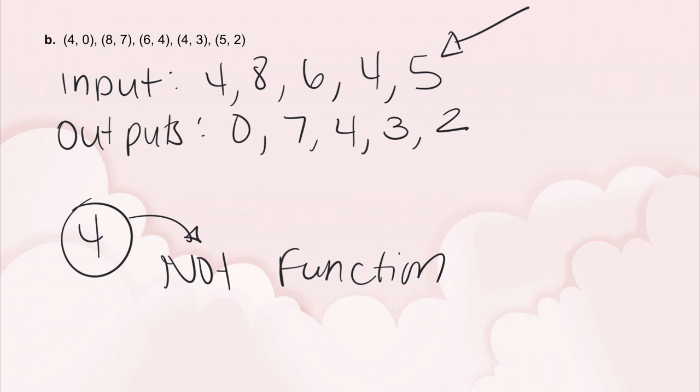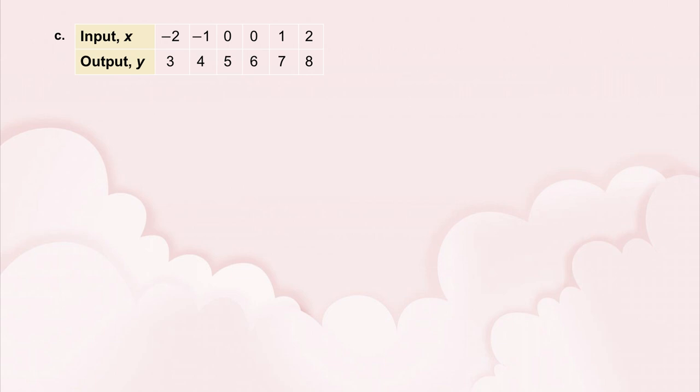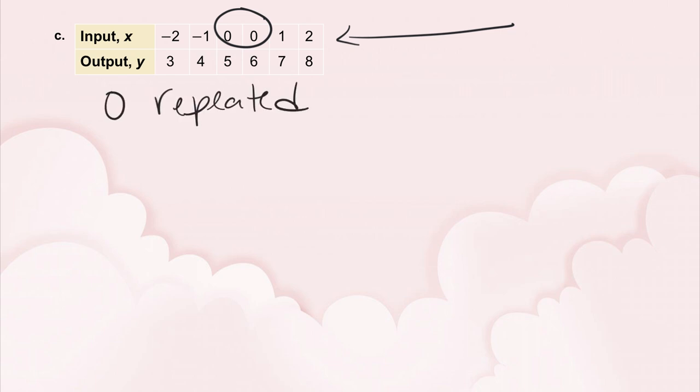Let's look at the next slide. We have it now in a table, correct? They've already separated the ordered pairs for us. Let's look at our inputs. Is anything in our inputs repeated? Yes. Which one? 0. 0 is repeated, correct? So is it a function? It is not a function, because it is repeated.